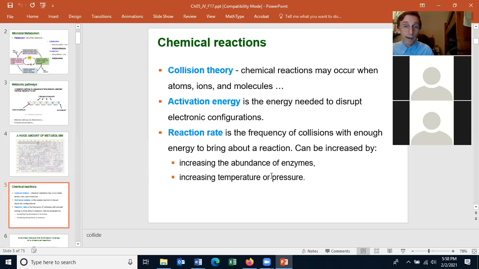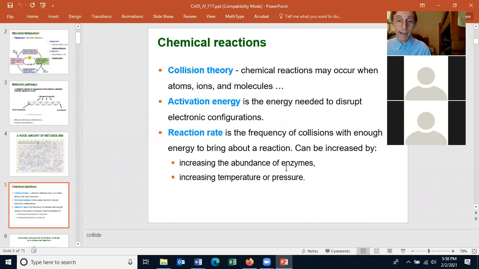You can also increase the reaction rate by increasing the pressure, and this one you don't need to fully understand, but if you increase the pressure, you make the activation energy easier to come to because when you increase the pressure, you put the molecules closer together, and so they're more likely to collide. Okay? And like I said, you don't need to understand that, but increasing the temperature or increasing the pressure increases the reaction rate.